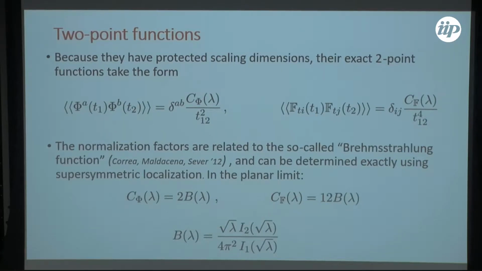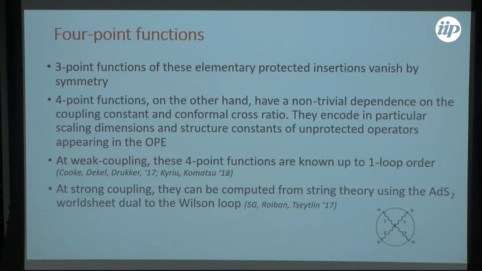Okay, so 2-point functions of these operators are actually completely known because the dimension is fixed, and also the normalization of these 2-point functions can be fixed by localization. As I will review later, these operators can be completely captured by localization. So I wrote here the explicit expressions. These functions are related to the so-called Bremsstrahlung function, which is this ratio of Bessel functions. And I'll come back to this briefly later.